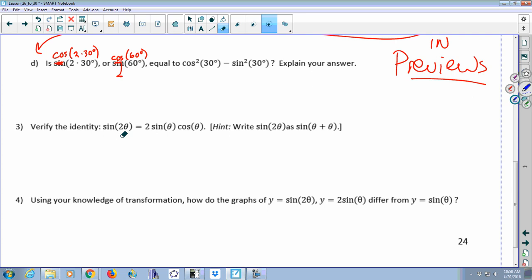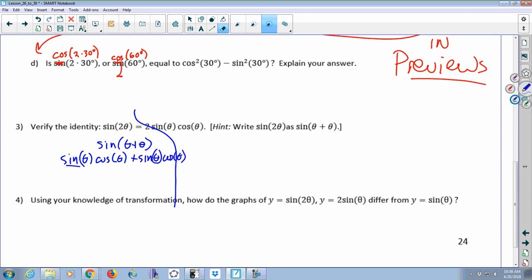So if you write sine of 2 theta as the sine of theta plus theta, remember we're trying to establish that identity, so you got to put a straight line down there. You can't work one side, bring something from one side to the other. So if you use your angle formula, this is sine of theta cosine of theta plus sine of theta cosine of theta.